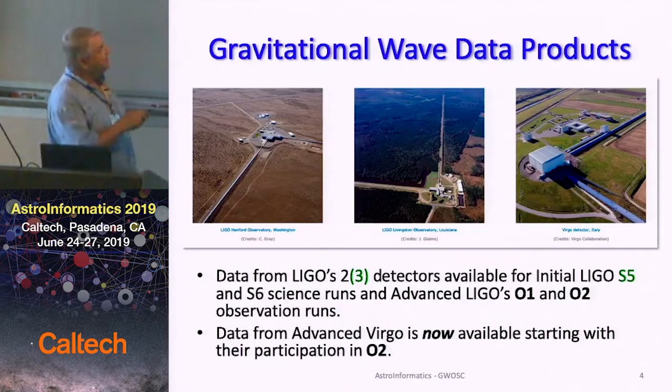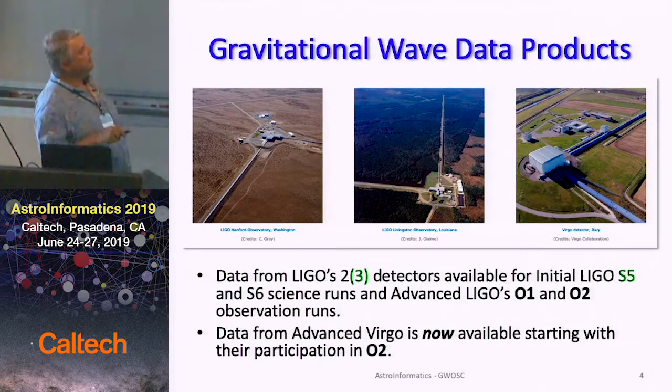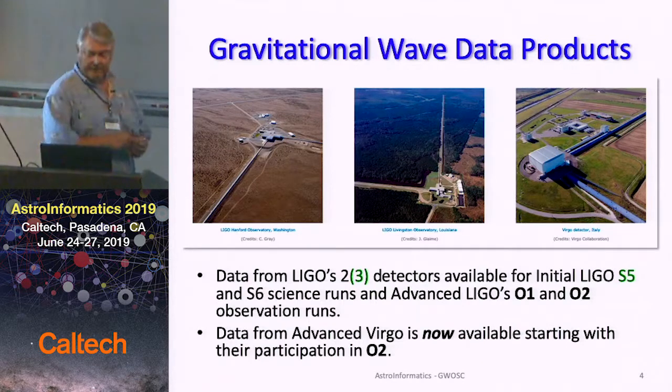So you've seen these already. I won't go into too much detail, but the data is being collected from these detectors. At this point in time, we have data available to the public from the S5 and S6 science runs of initial LIGO, and we also have the O1 and the O2 advanced LIGO data set. With the O2 data set, we've also included Virgo now, so you can get their data as well.